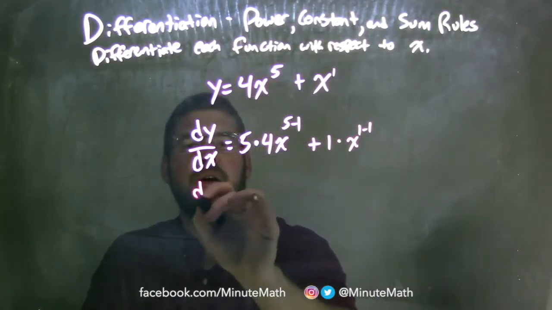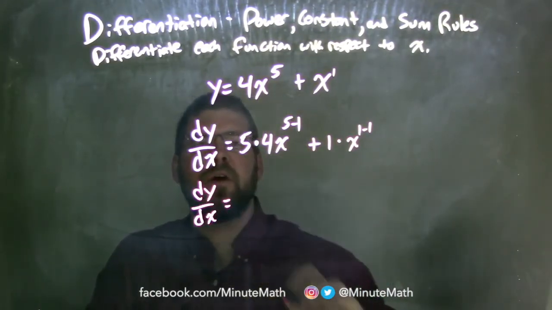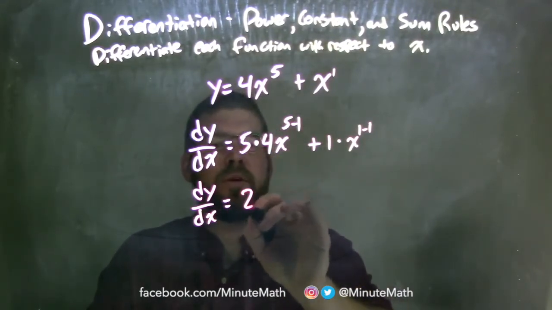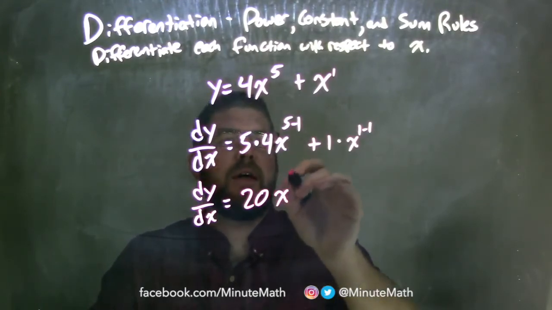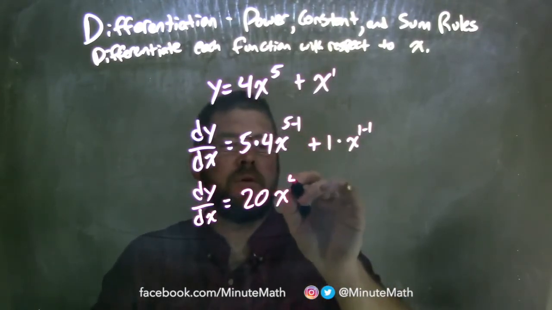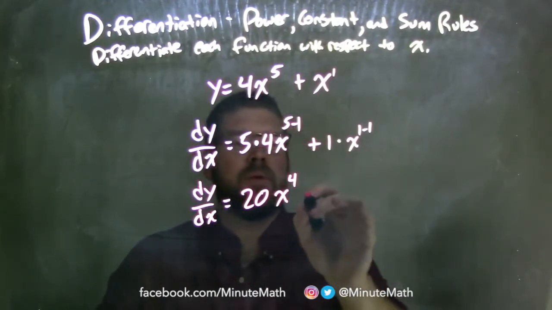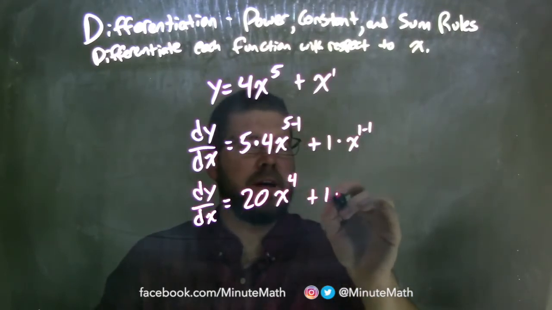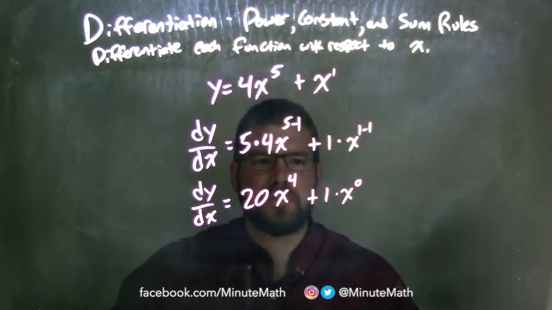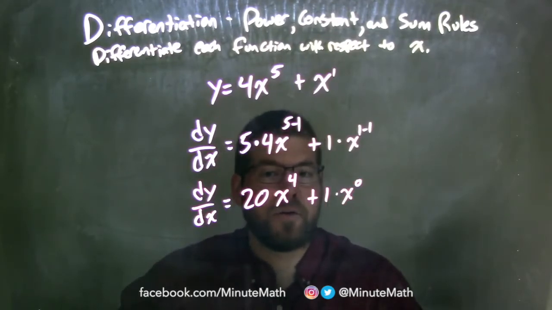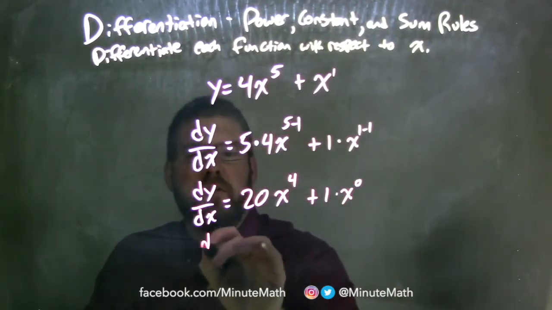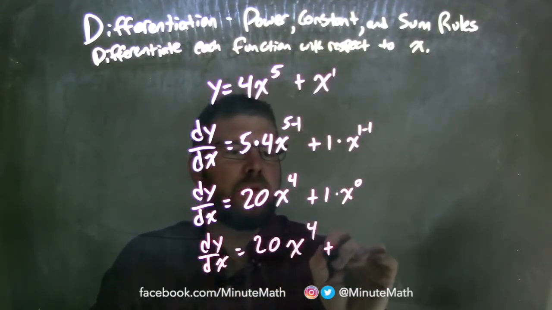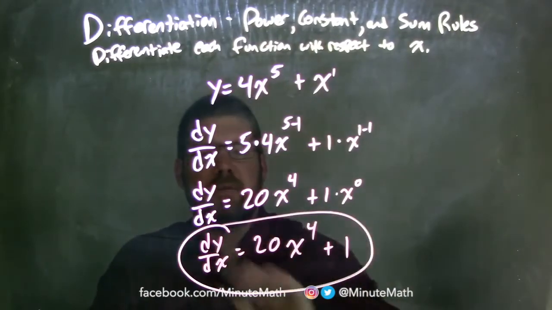So let's simplify this. dy dx, the derivative of y with respect to x, is equal to 5 times 4, which is 20, x to the 5 minus 1 power. 5 minus 1 is 4, so we have 20x to the 4th power, plus, well, x to the 1 minus 1, that's 0. So we really have 1 times x to the 0 power. Well, anything to the 0 power is just 1, correct? And 1 times 1 is 1. So if I want to rewrite this finally, to make my final answer: 20x to the 4th plus 1. There we go.